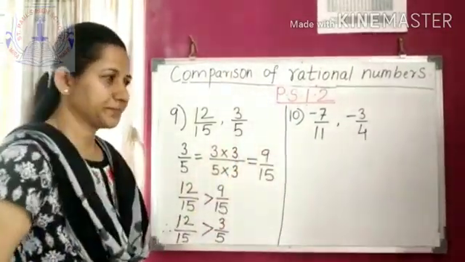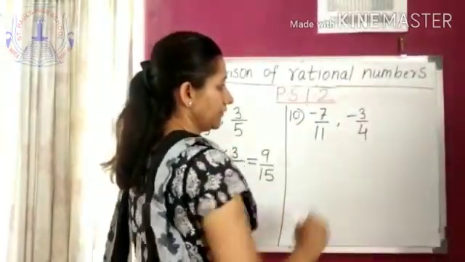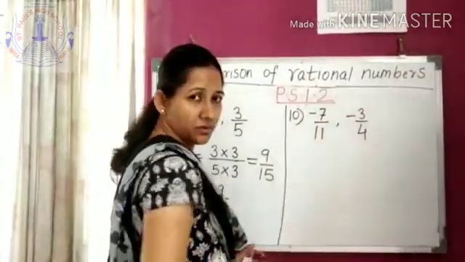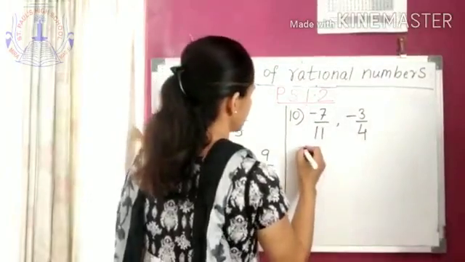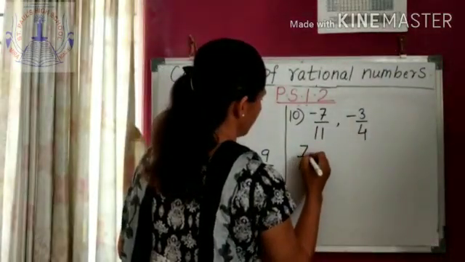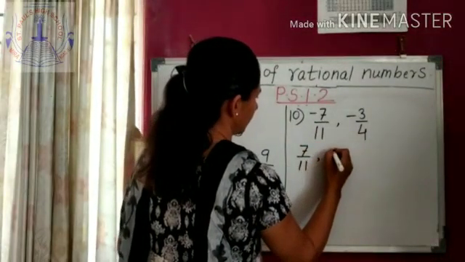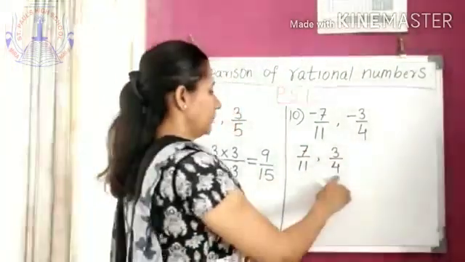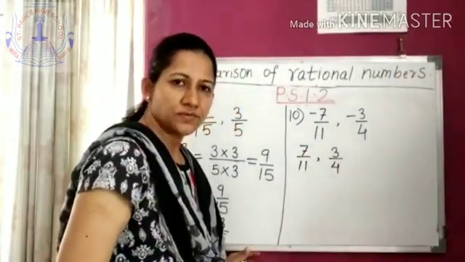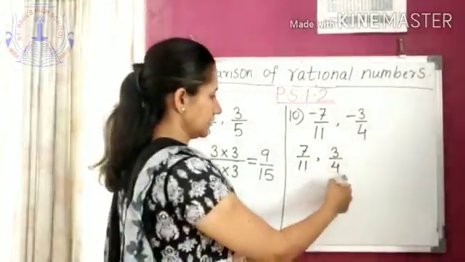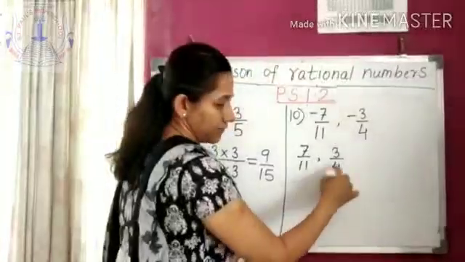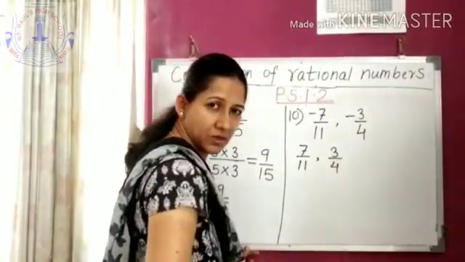Next, the 10th one. Here we have both the fractions negative. So as mentioned earlier, we will first convert this into positive fractions. So this will become positive 7 upon 11 and positive 3 upon 4. And now if you see denominators are different, so we will equalize the denominators. Here we will just multiply 11 by 4 and 4 by 11. Accordingly, we will take the constant.